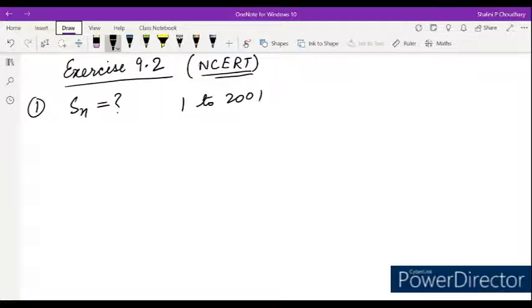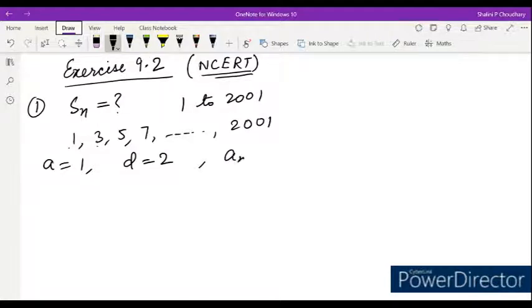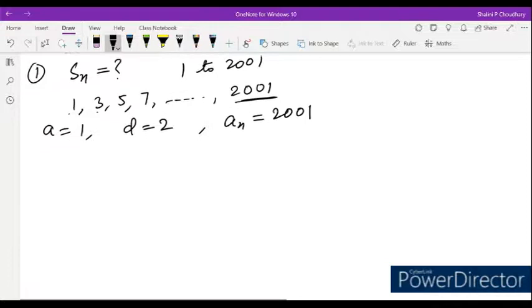It means the integers will be 1, 3, 5, 7, up to 2001. Here the first term is 1. The common difference is 3 minus 1, or 5 minus 3, that is 2. And the nth term we have is 2001, and this is the last term. So we'll consider there are n terms, and the number of terms we don't know. So first of all we'll find out the number of terms.